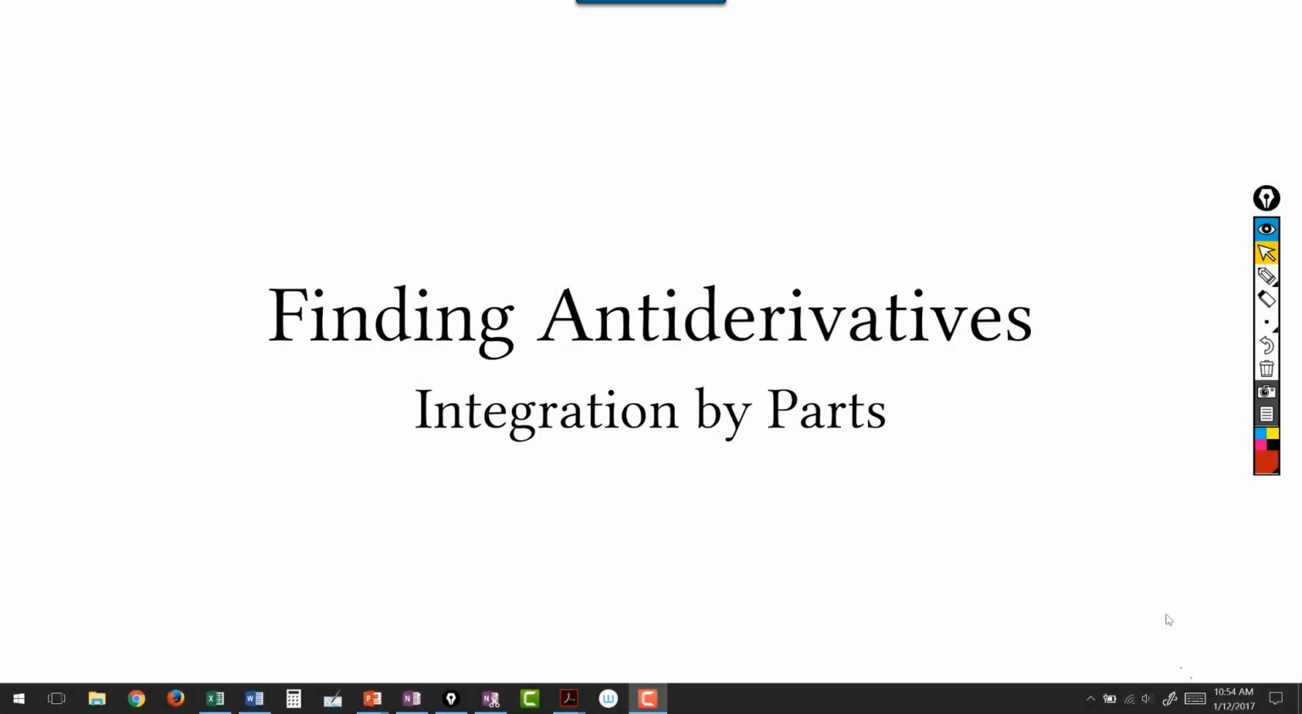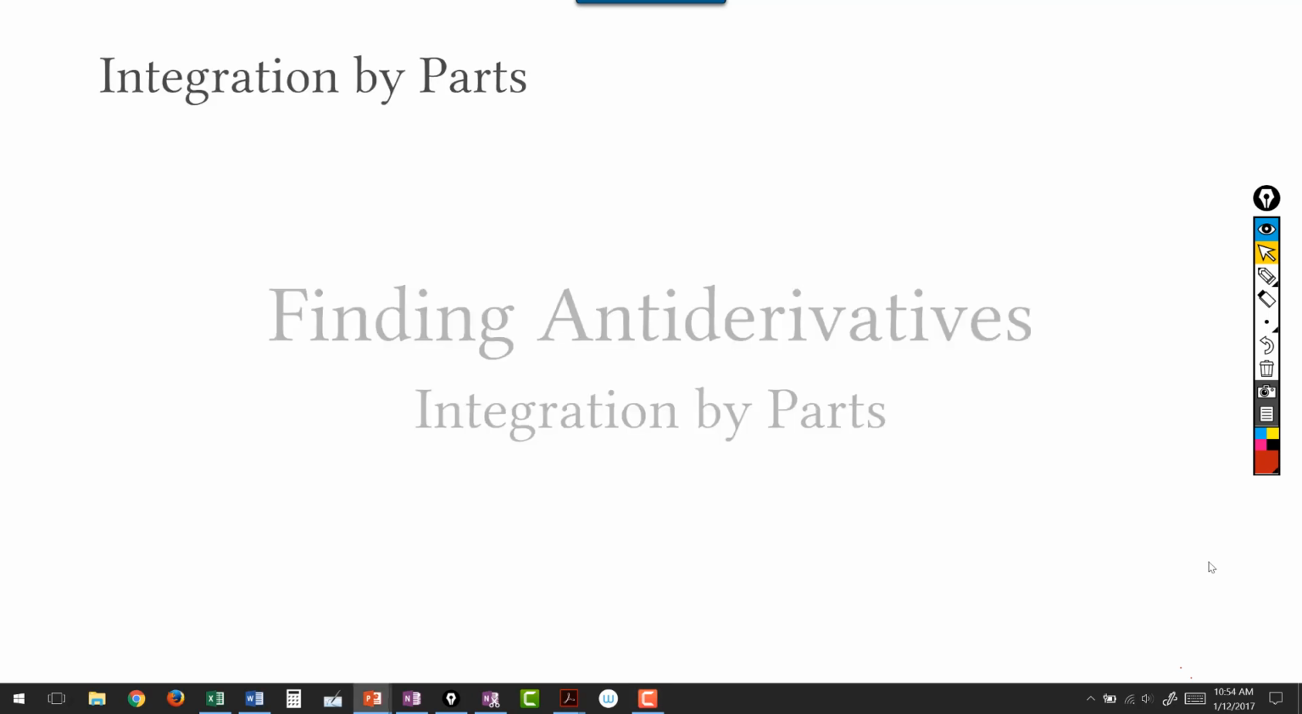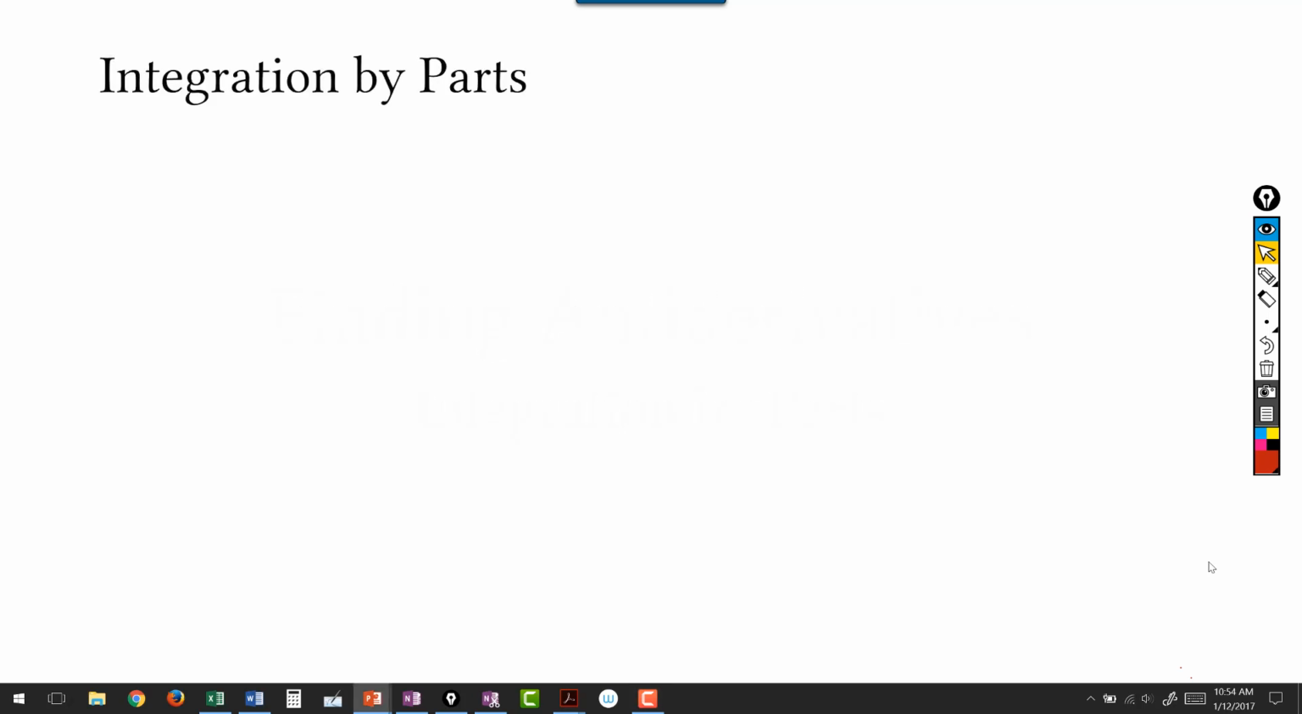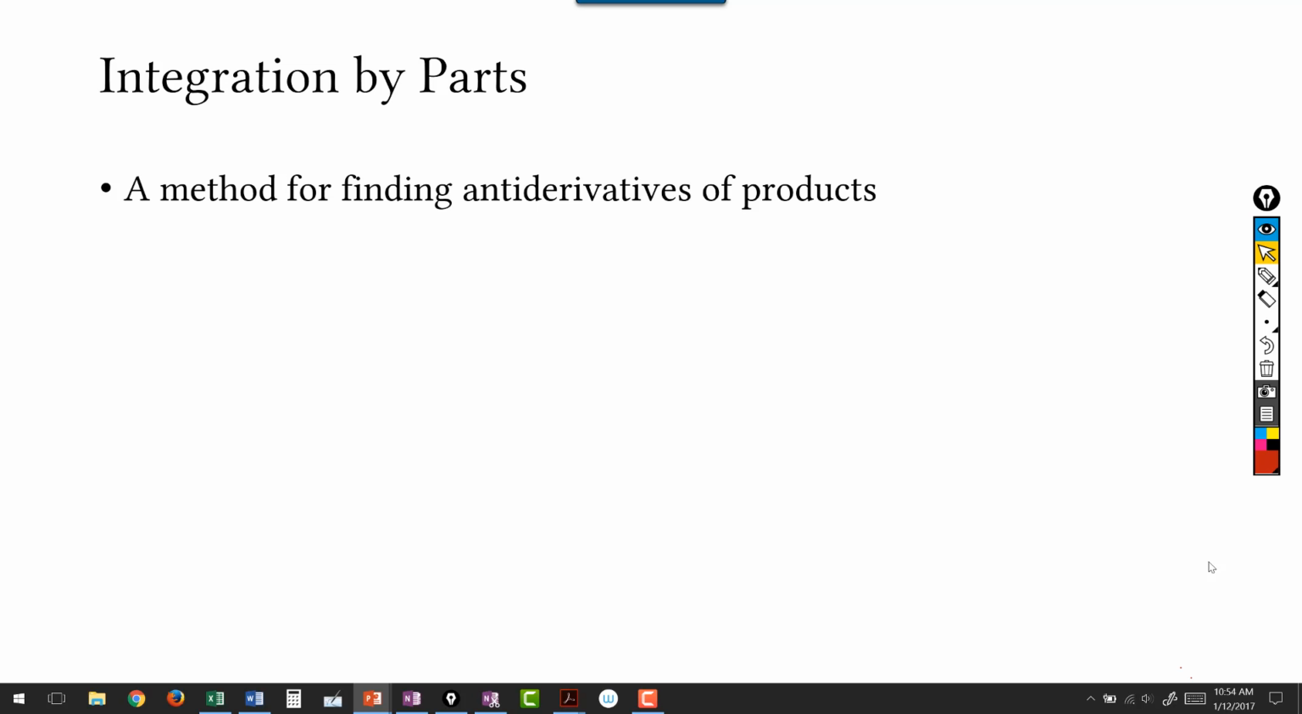So the first method we took a look at for finding antiderivatives analytically was u-substitution. Today we take a look at our second method, which is called integration by parts. So integration by parts is a method for finding antiderivatives of products.